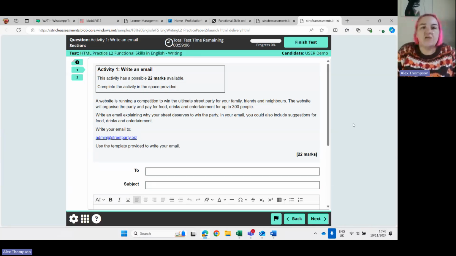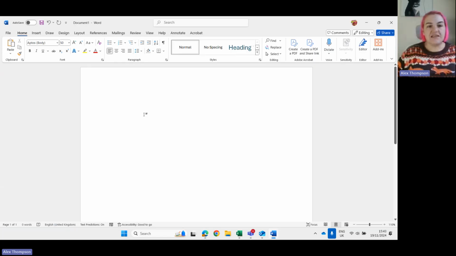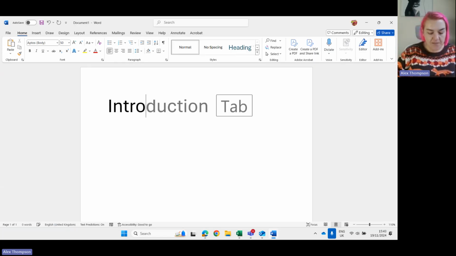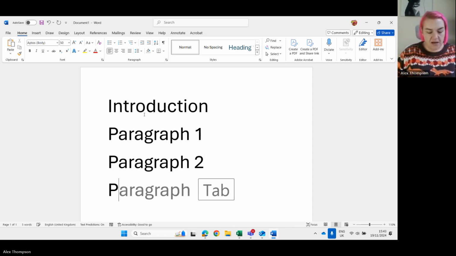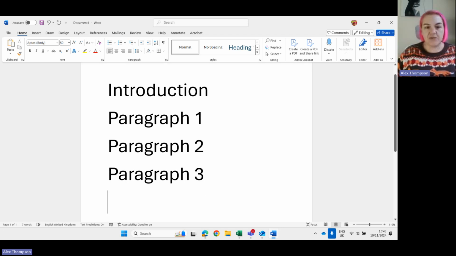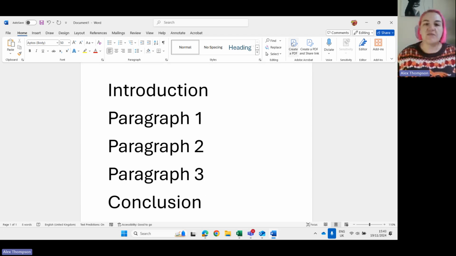If we have a look at this particular one, this one comes up with to write an email, and it gives you a scenario. Now, regardless of what scenario and what type of text you are asked to write, the easiest way to make sure that you can show that you are structuring a text is to follow this plan. Make sure that whatever you write has some form of introduction. Then we want to follow it up with one paragraph on one particular subject. The same applies. We go all the way through and make 3 paragraphs and then end it with some form of conclusion.